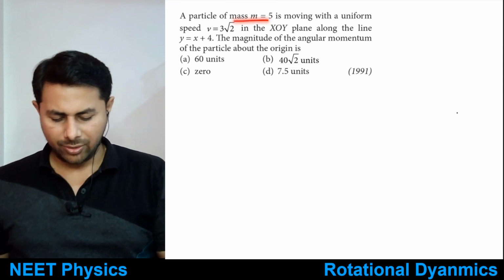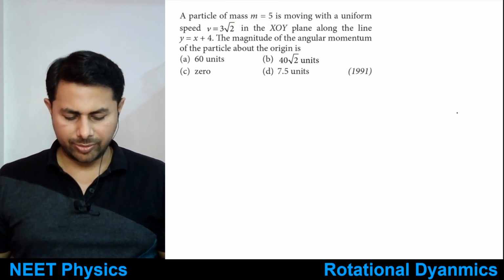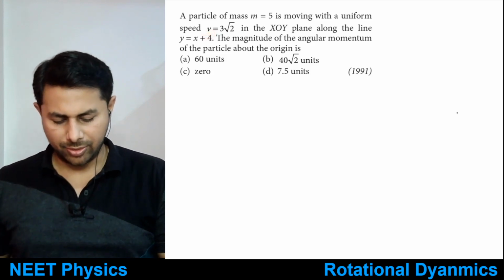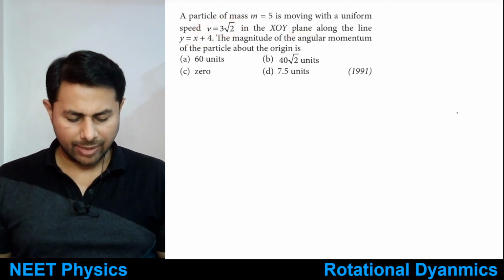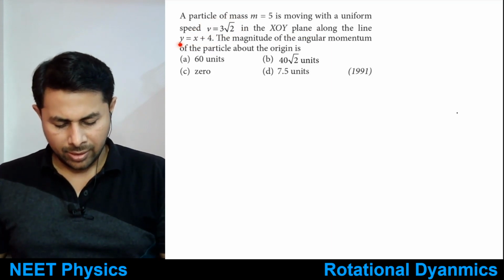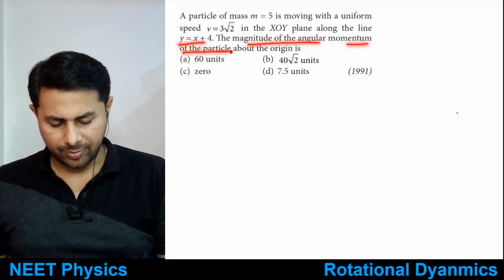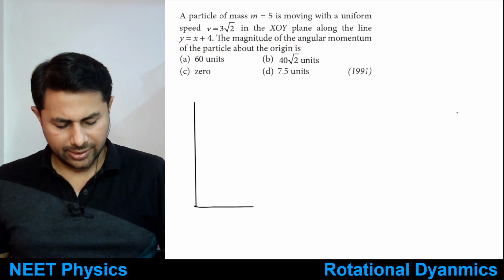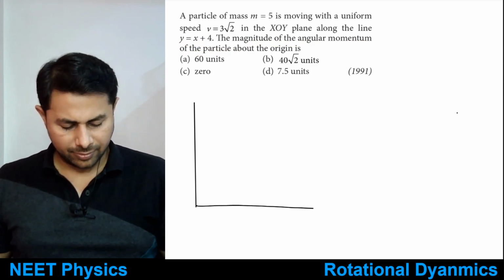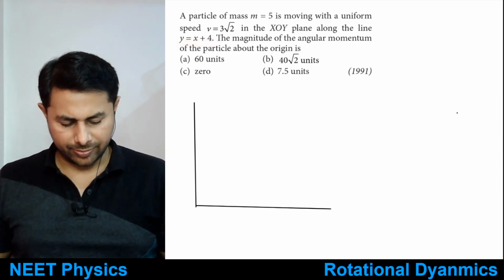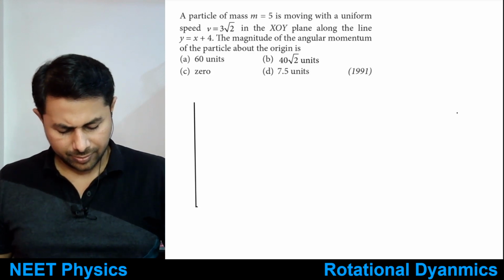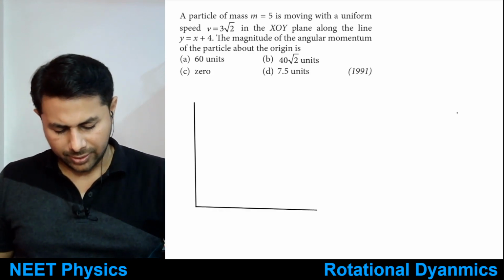Let's see the next one. A particle of mass m equals 5 is moving with uniform speed v equals 3 root 2 in the xy plane along a line y equals x plus 4. The magnitude of angular momentum of the particle about the origin is? What is the angular momentum? So let's say this is the xy plane and the object is moving along this line, y is equal to x plus 4.